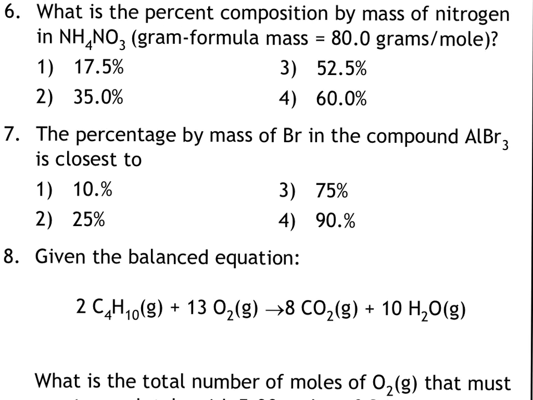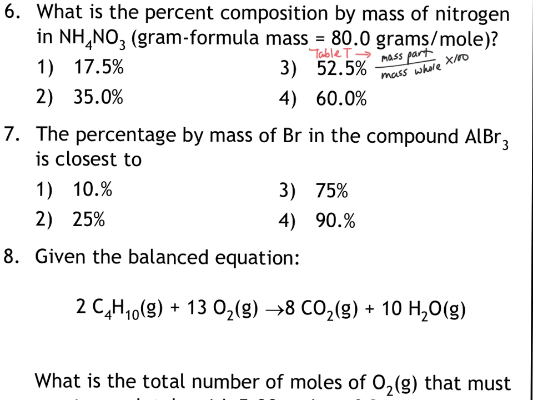So what's the percent composition by mass of nitrogen in NH4NO3, and the gram formula mass is 80 grams per mole. So I checked Table T for a formula that would be helpful to me, and I found percent composition, and it said mass of part over mass of whole times 100.